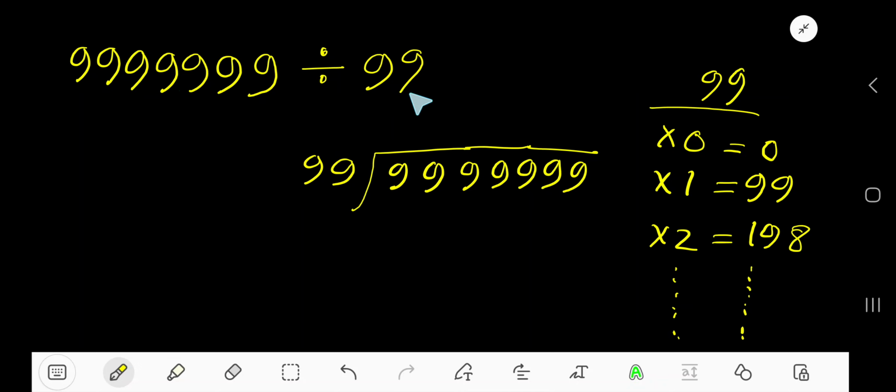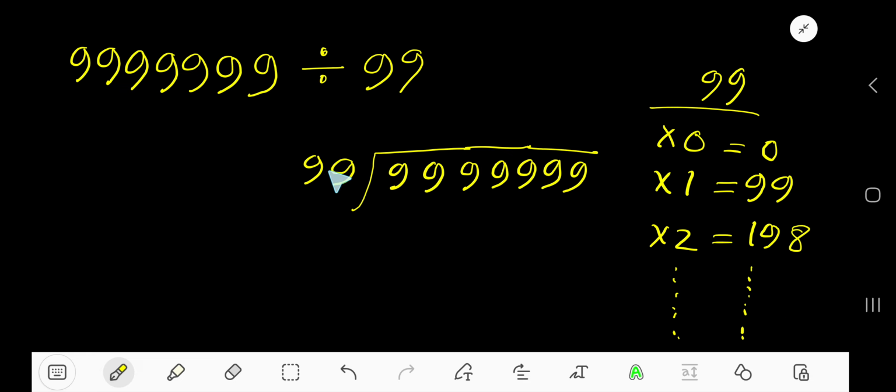9999999 divided by 99. Here 99 is a divisor, so we need the multiplication table of 99. 99 times 0, 99 times 1 equal to 99. 99 times 2 equal to 198. You can easily find the multiplication table of 99 by adding 99. 0 plus 99, 99. 99 plus 99, 198.